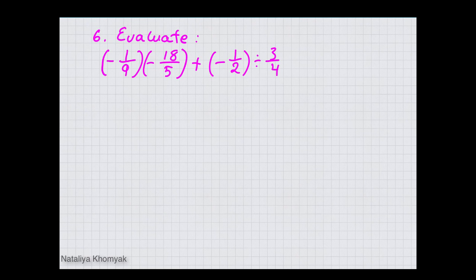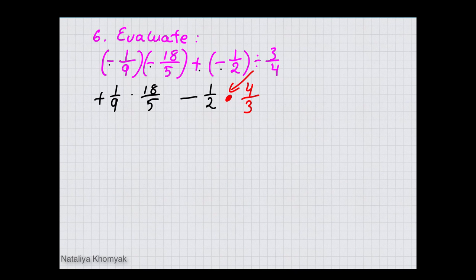Let's simplify signs first. Negative times negative, we get positive. 1 out of 9 times 18 out of 5. Positive times negative, we get negative. 1 out of 2. Let's change this division into multiplication, and we want to flip the second fraction, so we get 4 out of 3.